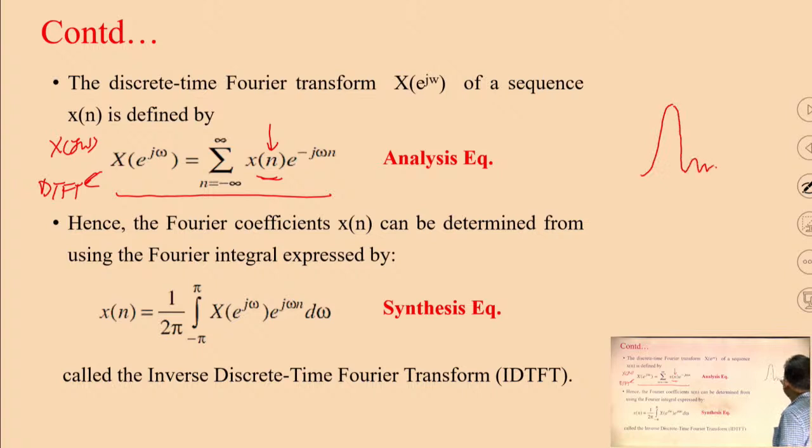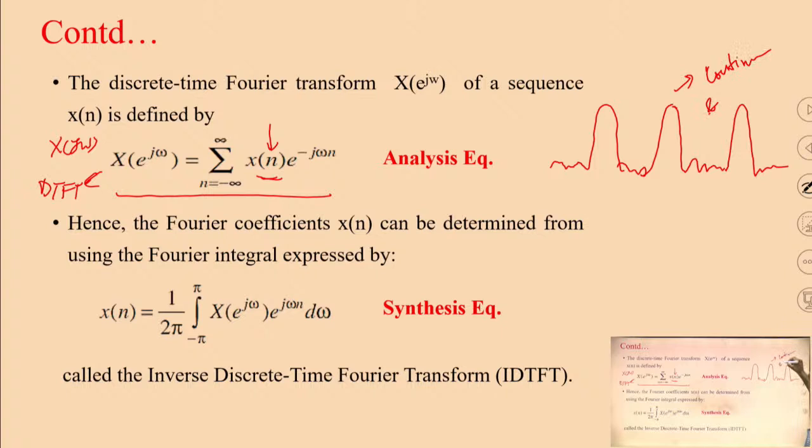We will get X(e^{jω}). So you can say, if you compare it with the CTFT, you will find that it is basically continuous and periodic. This is basically the difference between CTFT and DTFT.